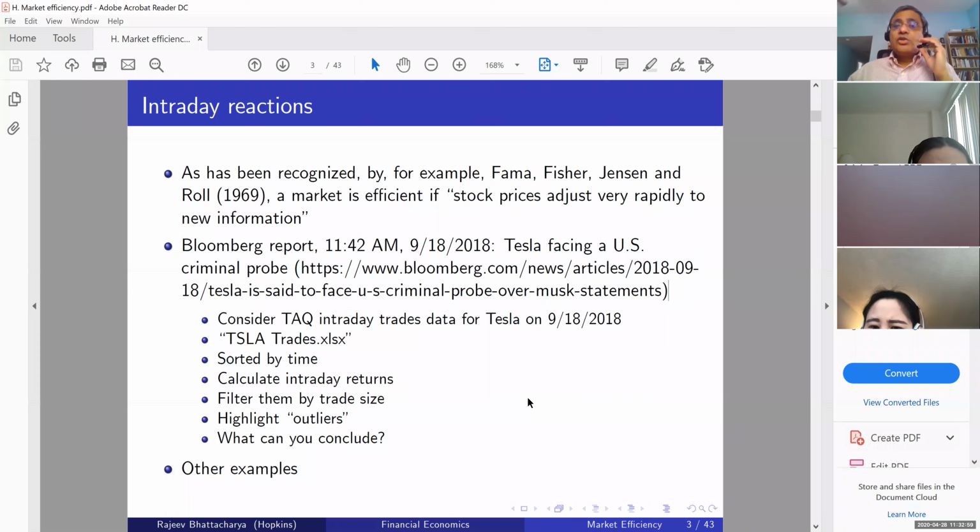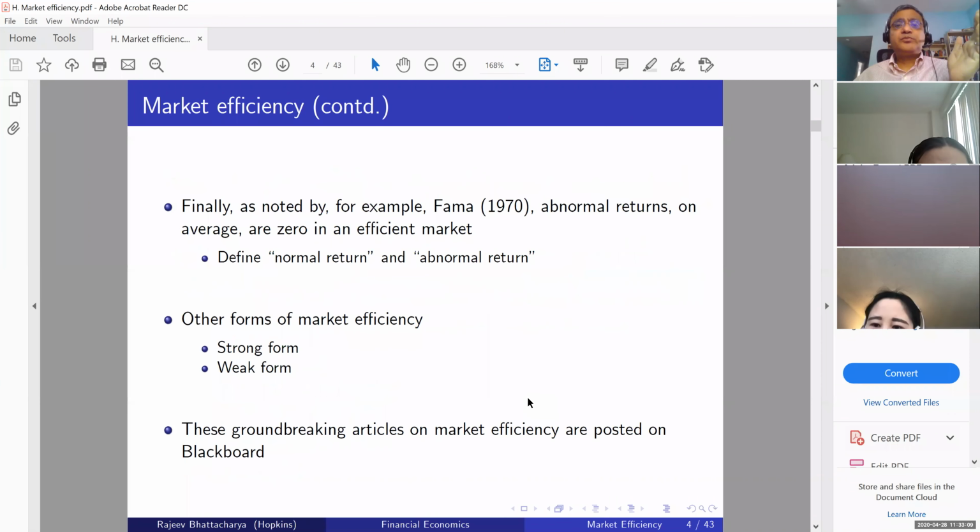So this is an example of a very, very efficient market. Stock prices adjust very rapidly to new information. And then also, 1970, Gene Fama's classic paper: abnormal returns on average are zero in an efficient market.